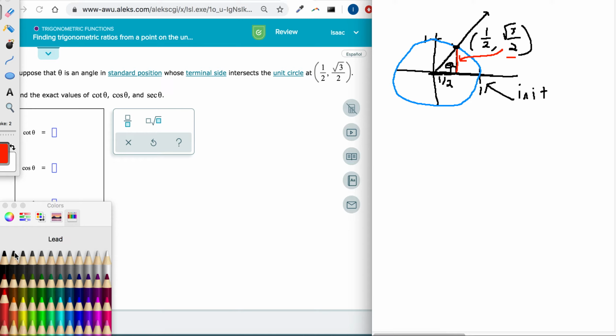And now this missing part has got to be 1. You could check that using the Pythagorean theorem, a squared plus b squared equals c squared. But we know it's 1 because it's the unit circle. The unit circle has a radius of 1, and it said the terminal side intersects the unit circle. So from here to here, it's got to be 1, the radius. We actually have everything we need to answer the question now. Just in case that's not clear, this 1/2 is this right here.